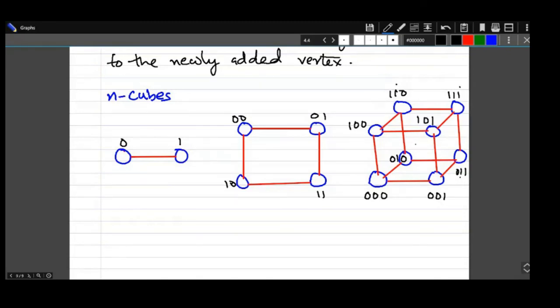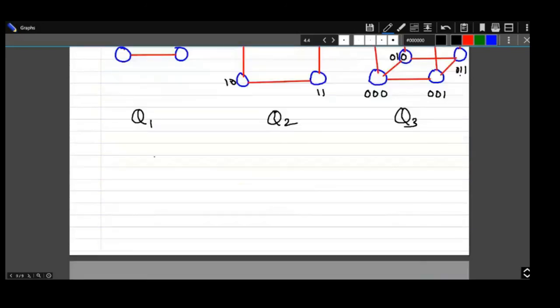Okay, so this numbering also has significance. There is a significance in the change in the bit. So how do you represent it? This is Q1, this is Q2, and this is Q3. Okay, so the n-dimensional hypercube or n cube, denoted by Qn, is the graph. So I'll write it quickly. So Qn is the graph with 2 raised to n vertices.